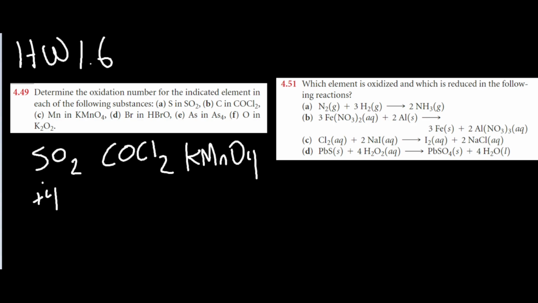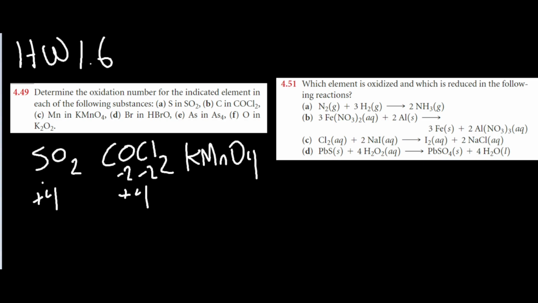Now for carbon in COCl2, we know that chlorine has a -1 charge, since it has 7 valence electrons and needs to get to 8, so it gains 1. Since there are 2 chlorines, it's going to be -2. And since oxygen is -2 again, if you combine those together, that's -4. So in order to match that, carbon has to have a +4 charge.